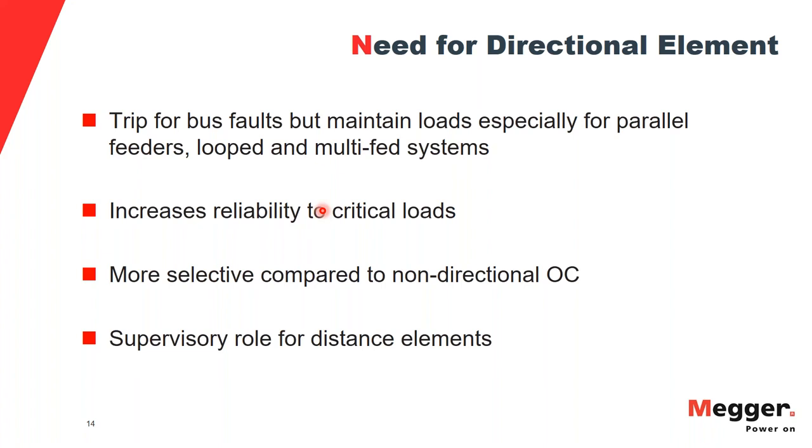So I can have this directional element supervise my distance element, meaning if there is a reverse fault and my distance element is only looking in the forward direction, the 67 element will not give a permissive to your 21 to trip. So for a reverse fault, I will not trip, but the remote 21 relay might be able to see and trip it. So it also acts as a supervisory for distance.